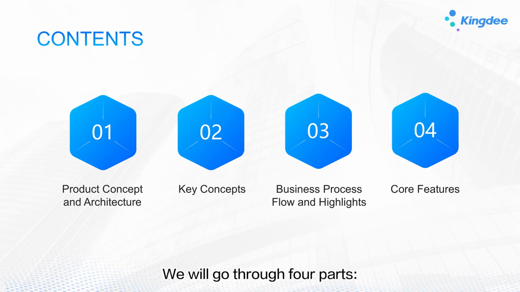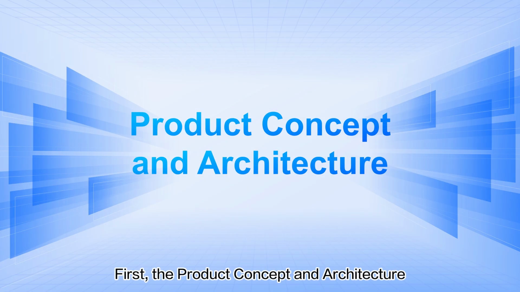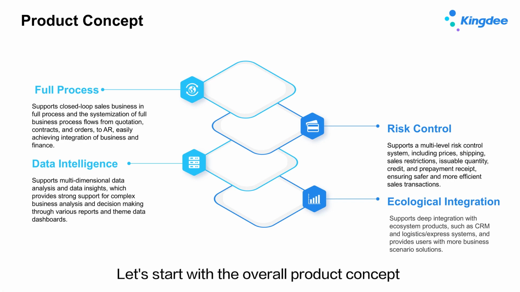We will go through 4 parts: product concept and architecture, key concepts, business process flow and highlights, and core features. First, the product concept and architecture. Let's start with the overall product concept of sales management.